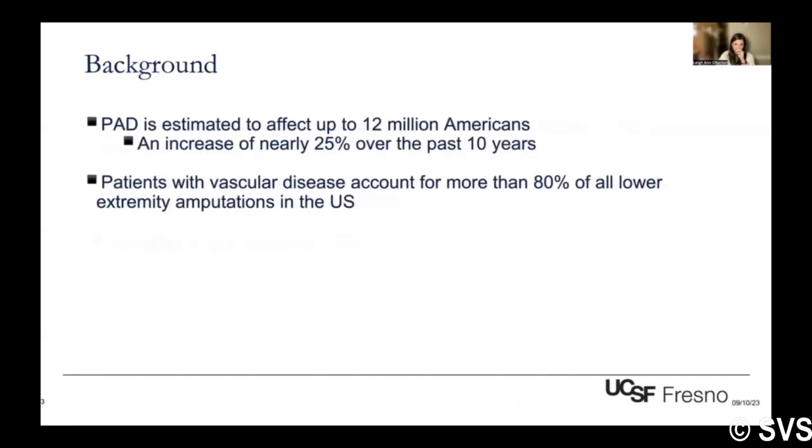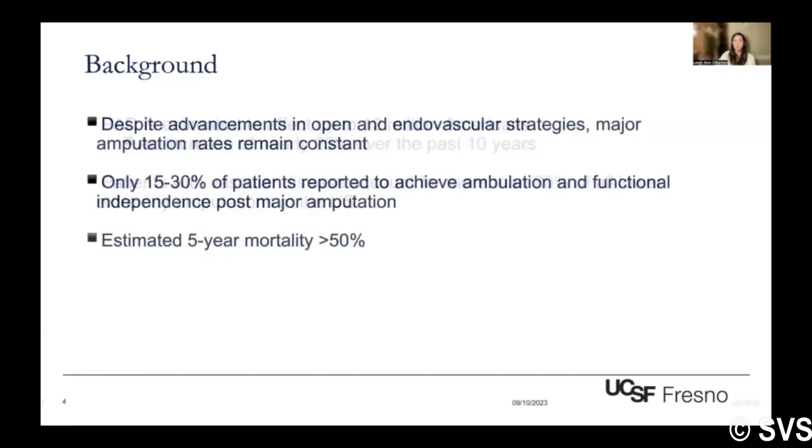Now, despite advancements in open and endovascular strategies, major amputation rates remain constant, and only 15 to 30% of patients are reported to achieve ambulation and functional independence post-major amputation, and this is in a modern era. And despite our best efforts, the estimated 5-year mortality still remains over 50% in patients with major amputations.